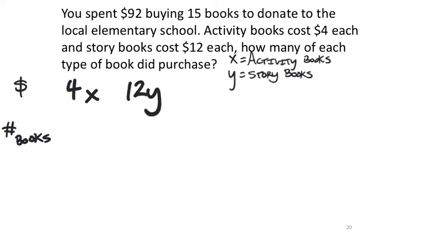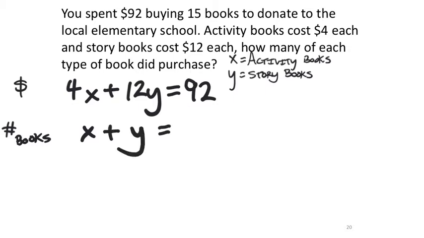If you multiply that by 12, that would tell you how much was spent on storybooks. Add those two values together, and you should get the total amount spent, which is showing as 92 at the top there. Okay, well, what about the number of books? Well, you have activity books and storybooks. When you add those two values together, you should get 15 books.